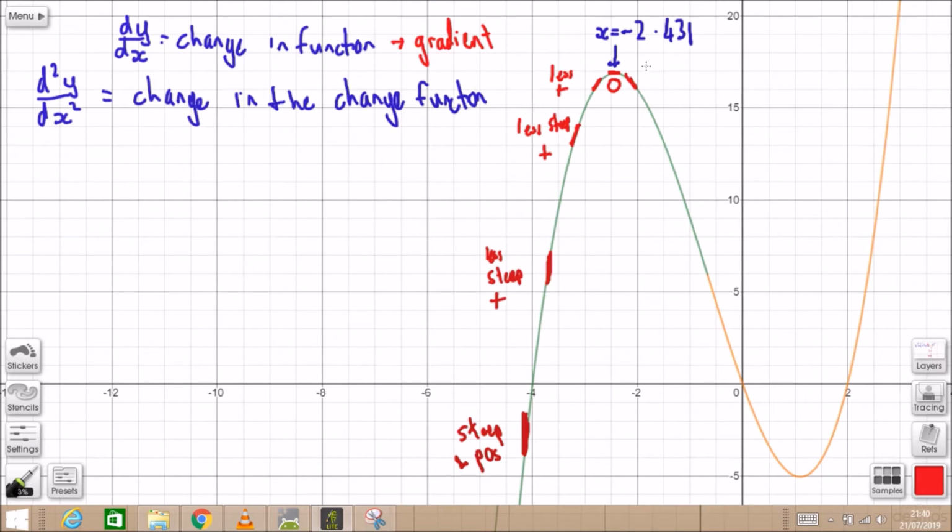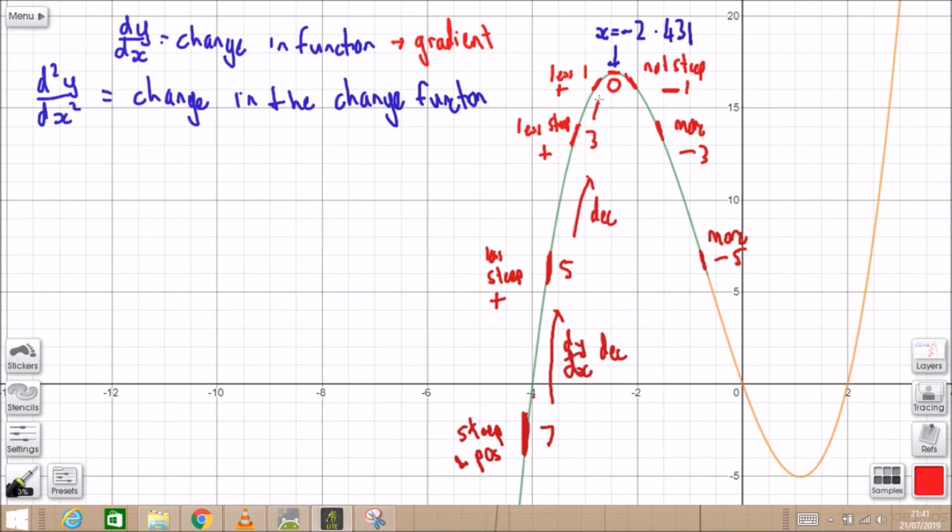If we keep going, it's not very steep, but it's now negative. Here it is more negative, then more negative still. If we give these approximate numbers, then that could be 7, 5, 3, all the while decreasing, 1, then it's 0 in the middle, then negative 1, negative 3, and negative 5. What do all these points have in common? Well, as we go along, the derivative, or the gradient, is decreasing all the way along.